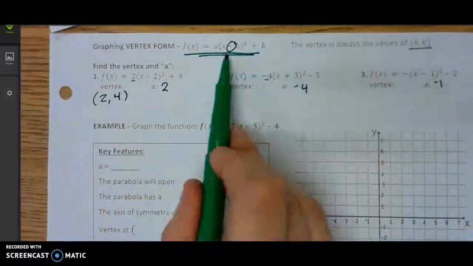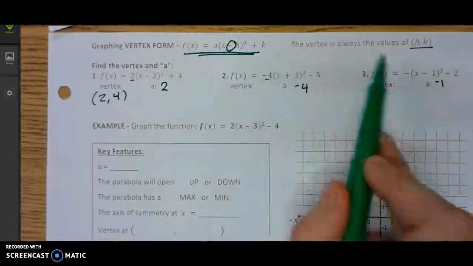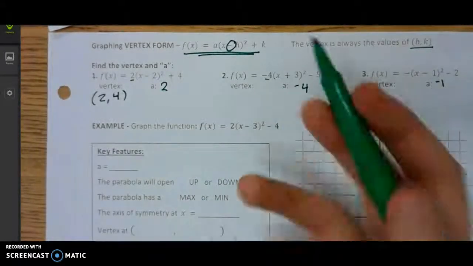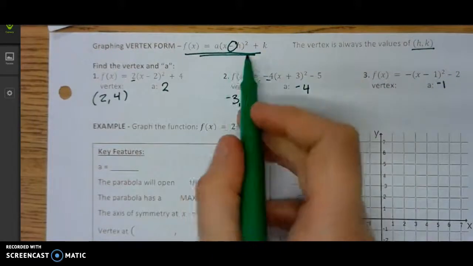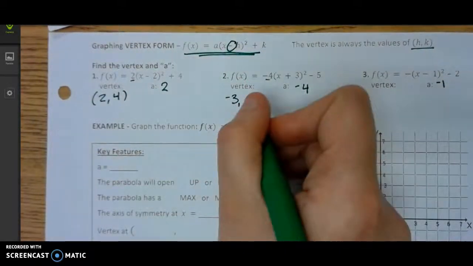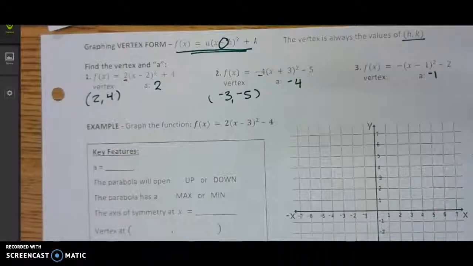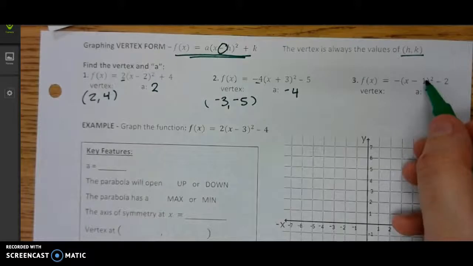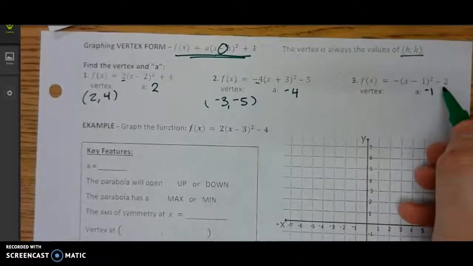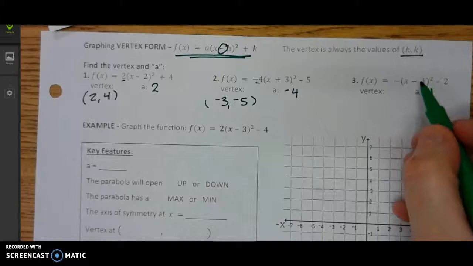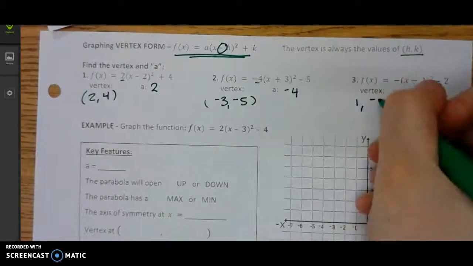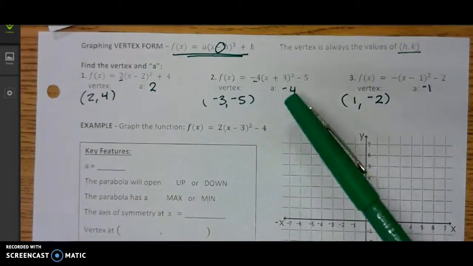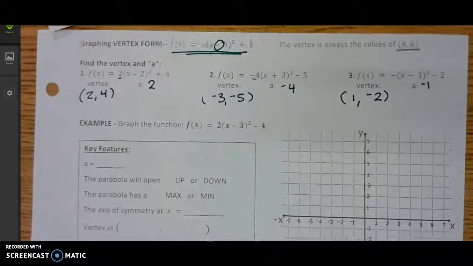Do the same thing here. H is negative in the formula. I need to make it what it's supposed to be when I pull it out. So there's a +3, so I choose the opposite sign, -3. K stays the same, -5. And that's a point, so I write it in point form. Same thing for this last example. I'm going to have -1, -2, but the h changes when I pull it out. So I'm going to have +1, -2. That's how to find my vertex and the A inside of vertex form.